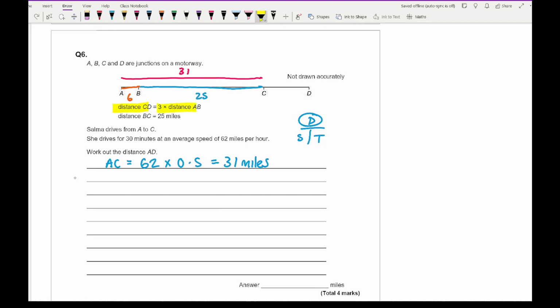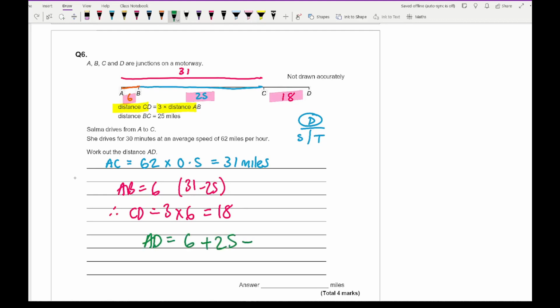Now, using the ratio, they've told me that the distance of CD is 3 times the distance of AB. Well, if AB equals 6, and that's from 31 take away 25, then C to D is going to be 3 times 6, which is 18. So now I know all 3 distances. Probably pink is the wrong choice of colour. So A to D is going to be 6 plus 25 plus 18, which gives me an answer of 49 miles.